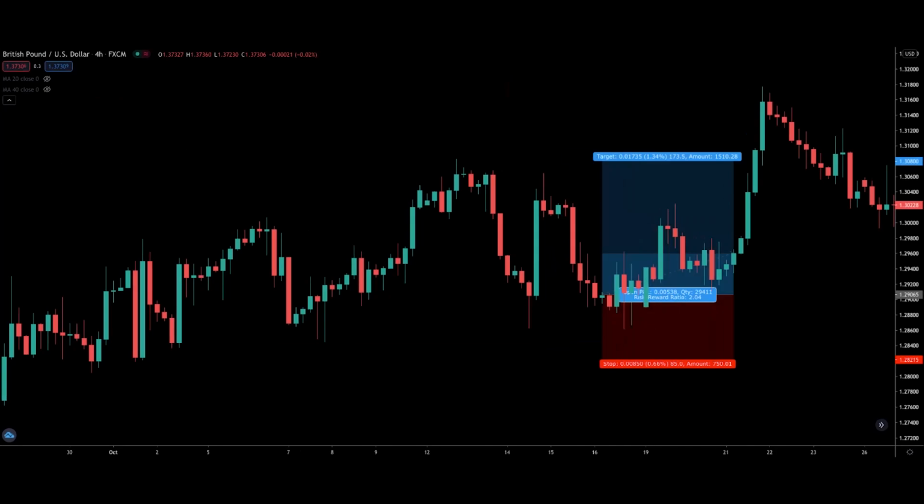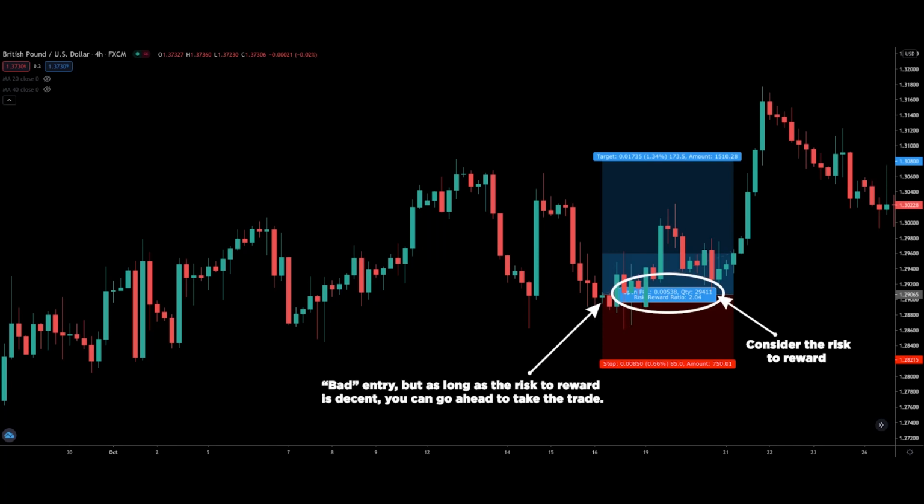So what's the solution? Well, the solution is rather straightforward as always. It is to consider the risk to reward. So long as the risk to reward is decent, then go ahead to take the trade. You don't need price to hit the level exactly. Somewhere close to your key level will do the job.